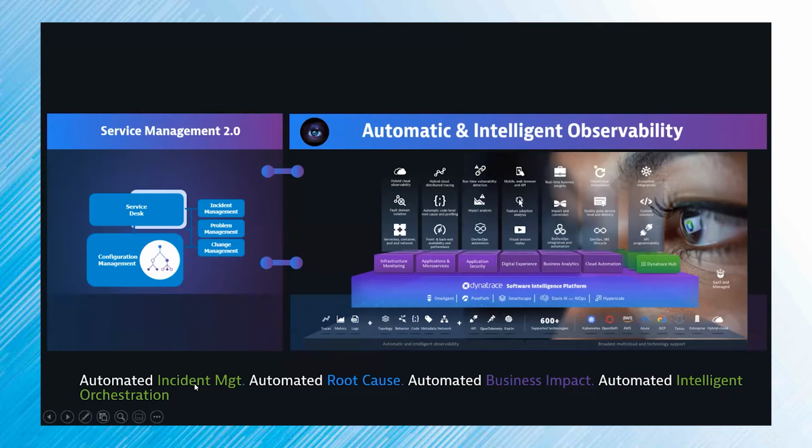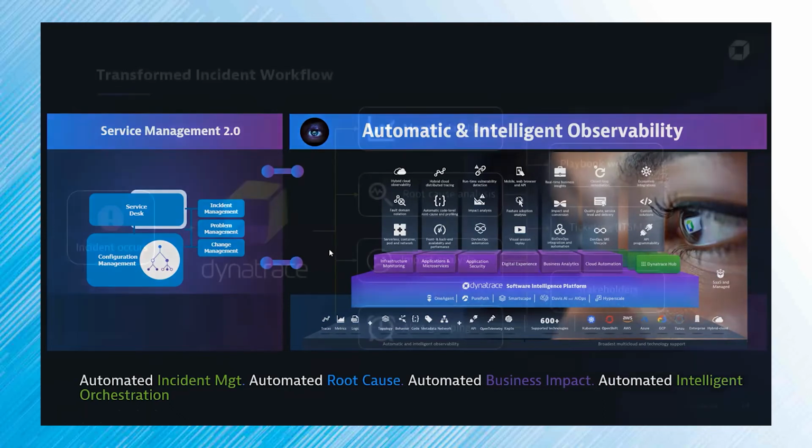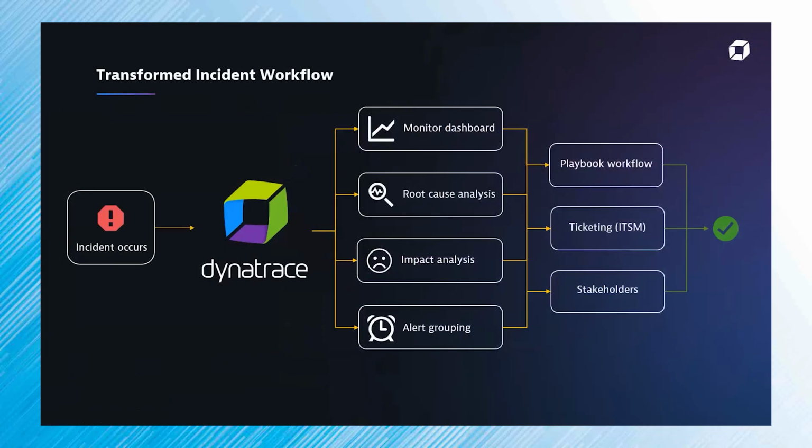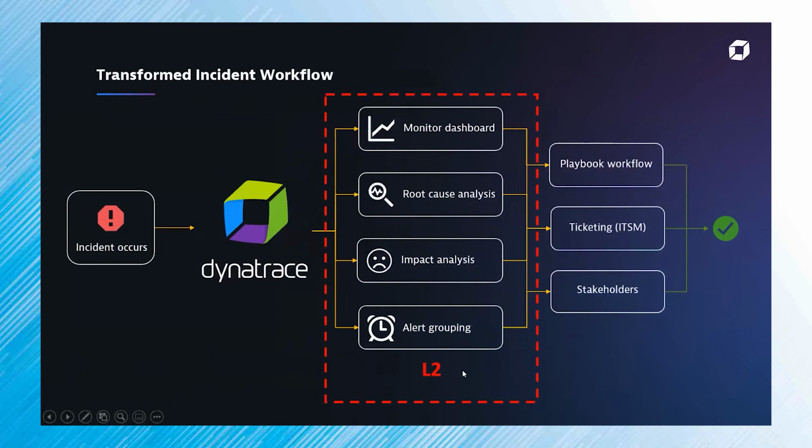So Dynatrace is completely automatic. It is automatic root cause, automatic business impact analysis, and automatic intelligent orchestration. All of this is part of the platform. With this, your incident management completely changes. All the alerts are analyzed by Dynatrace, and then your L2 team comes into play. This L2 team will say that if there is a problem which has already been identified, then the root cause is also identified. I already know the impact of this, how many users are affected, how many business services are down. I already know who has to be informed for this.